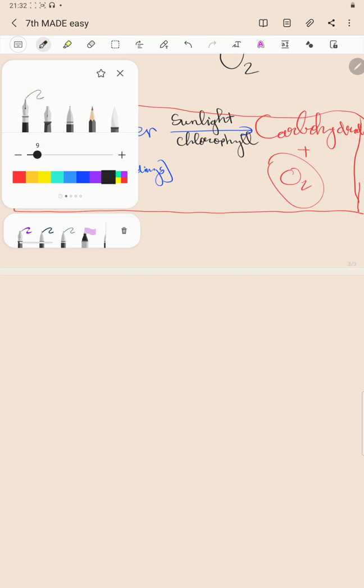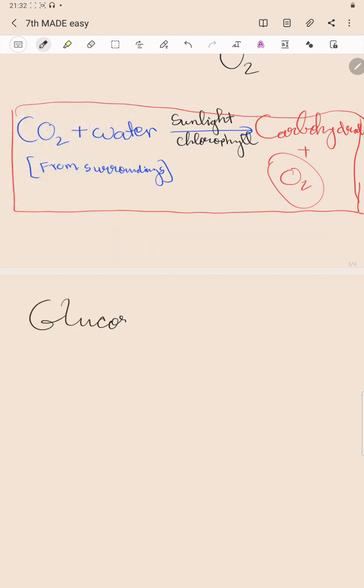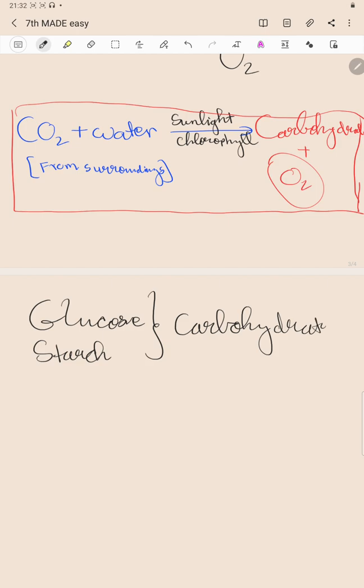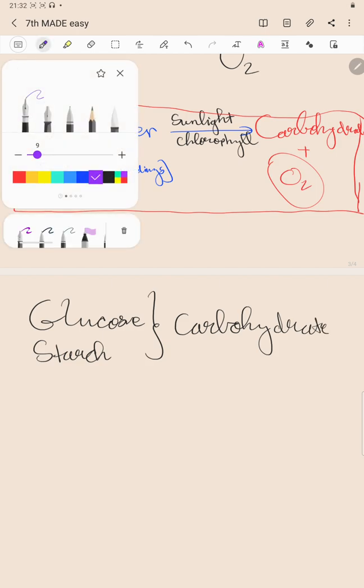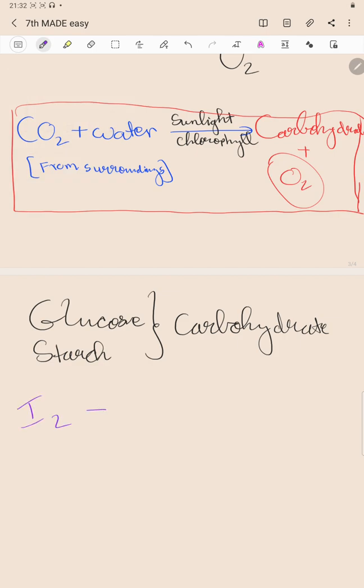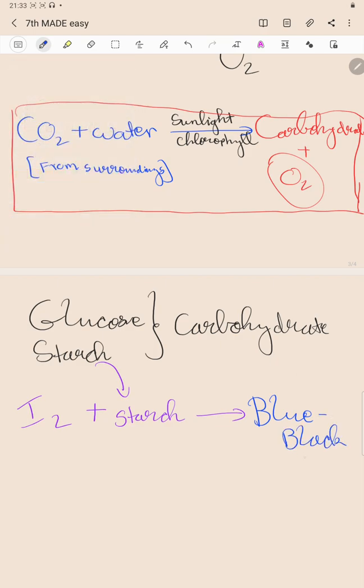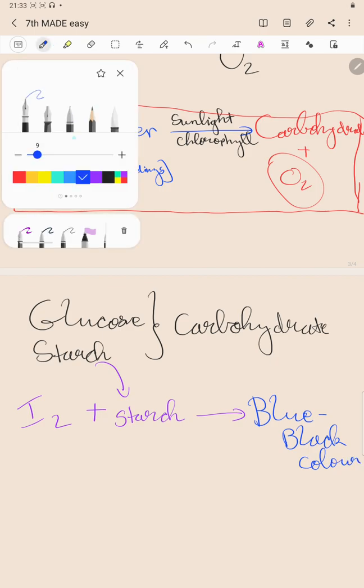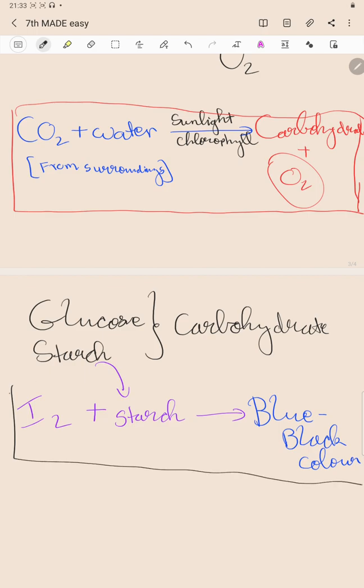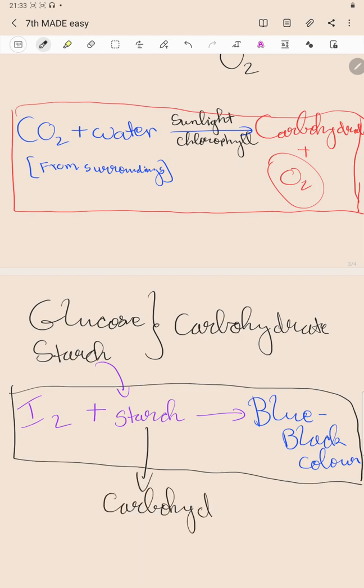So glucose is a carbohydrate. Starch is a carbohydrate. These two are carbohydrates. Now there is an interesting phenomenon where iodine, when it comes in contact with starch, will give a blue black color. So iodine, when it comes in contact with starch, will give blue black in color. So now we know starch is a carbohydrate and plants synthesize this carbohydrate.